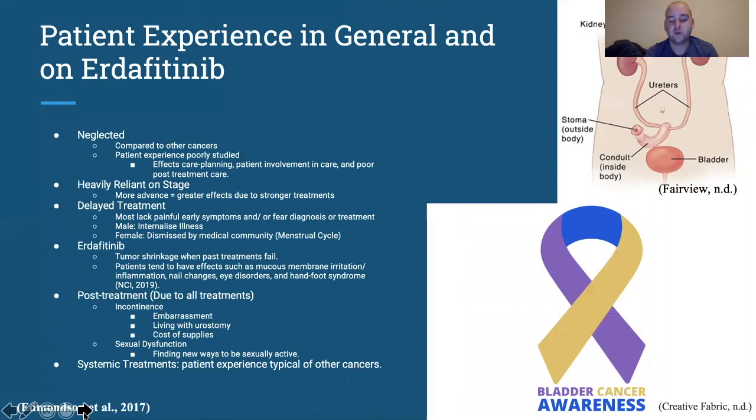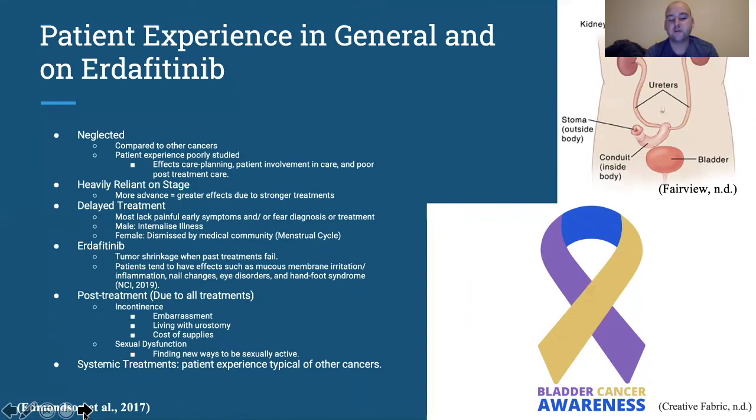Valbursa has shown promise in advanced stages of cancer in individuals when all other treatment has failed. Tumor shrinkage, along with reasonable side effects in comparison, such as mucous membrane irritation, inflammation, nail changes, eye disorders, and hand-foot syndrome, have been reported with Valbursa.